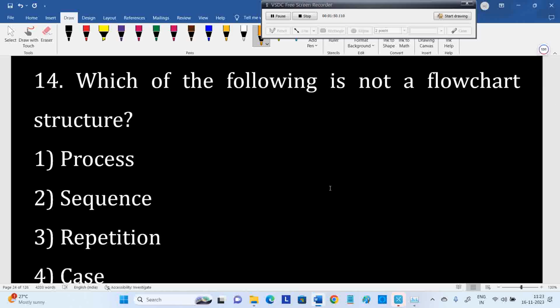Process, yes. Process sequence is almost the same. Repetition, yes. We have a decision loop. If it failed, we have to repeat. If true, we go for the next one. Case, we don't have this in the flowchart process. Just think about what will be there in a flowchart: your process or sequence, one by one. Process and sequence have a similar meaning. Repetition is there, yes. When you have a decision loop and you fail, again you need to go to the previous update and keep going, like a for loop in your program, where we repeat the same internal things. Case is not a flowchart structure.